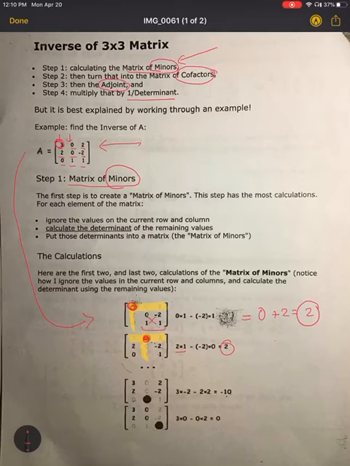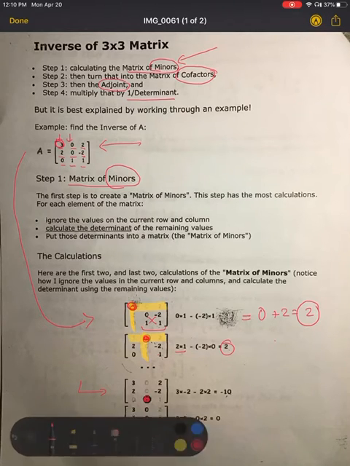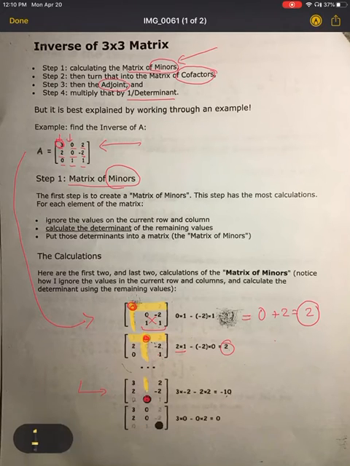Let me show you different ones too. So this is, I'm looking at my third row. So let's say if I have to find minor for this position. Same thing, I would cover the row and the column. And once I see 2 by 2, find the determinant, that would be the minor. I have another example. Let's say I'm looking for this one, cover the row, column. Once I see 2 by 2, and here you go.